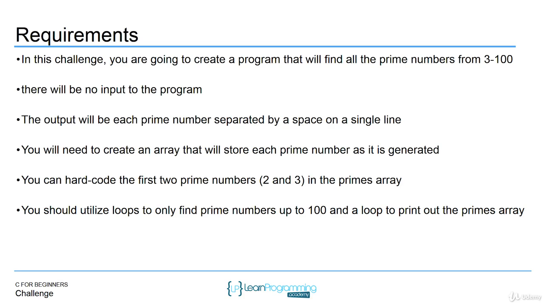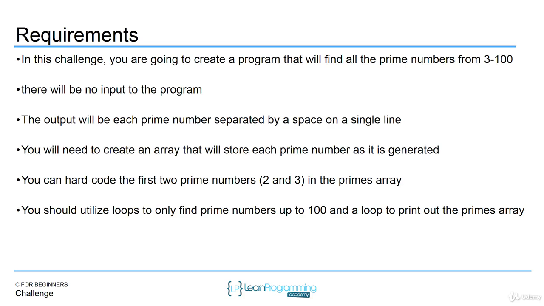Now, if you're finding all the prime numbers up to 100, you're not going to need to make the size of the array probably more than 50, because I don't think there's more than 50 prime numbers all the way up to 100. But you're not going to be able to set it exactly correctly because you don't know how many prime numbers there are. So I would say when you create the primes array, just make a size of 100. So you're definitely going to need a loop to print them out at the end.